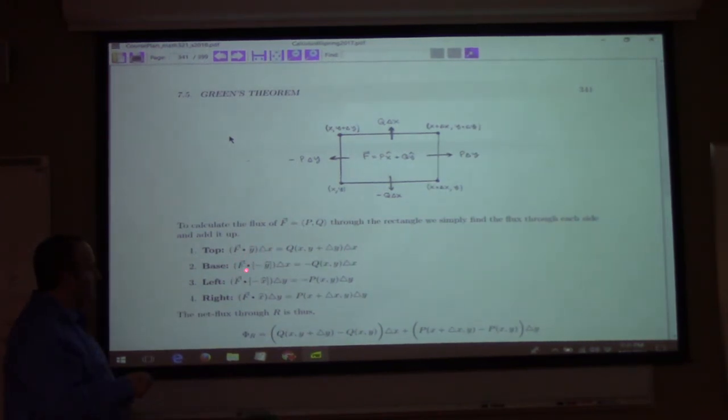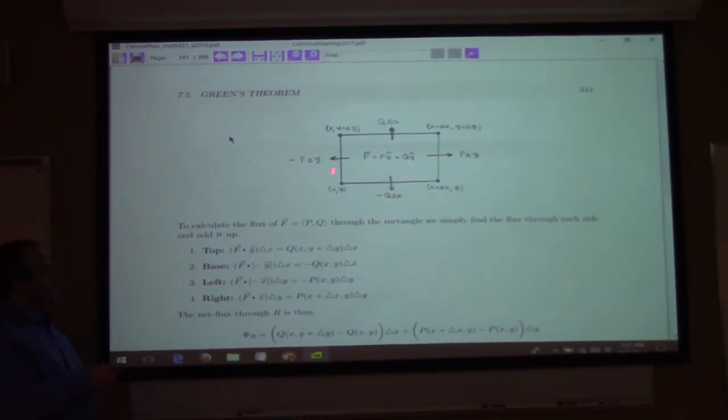The flux through the base is F dot minus y hat, since minus y hat is the normal to the base, right? So that picks up minus Q of x, y times delta x because we're down here. We're at x, y, so I use x, y to find the value of Q and multiply by delta x. That's the flux through the bottom.